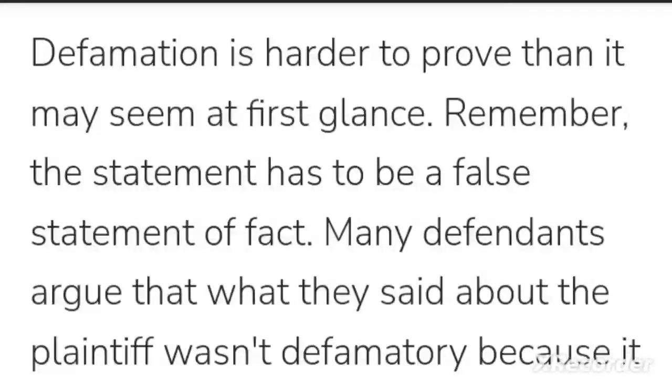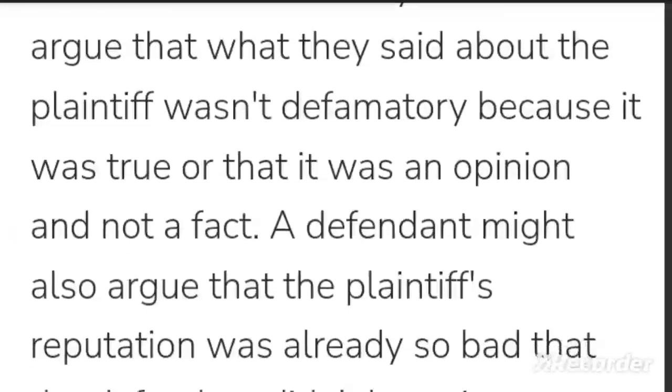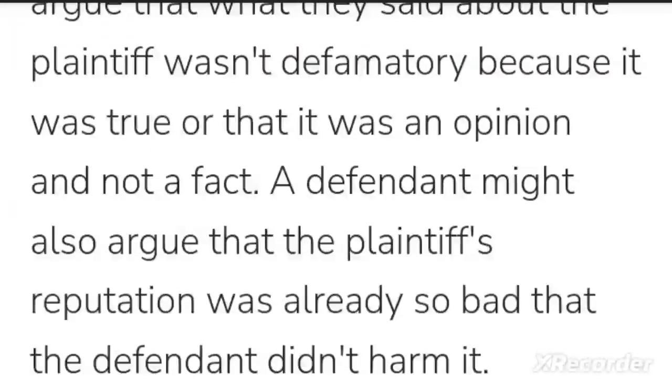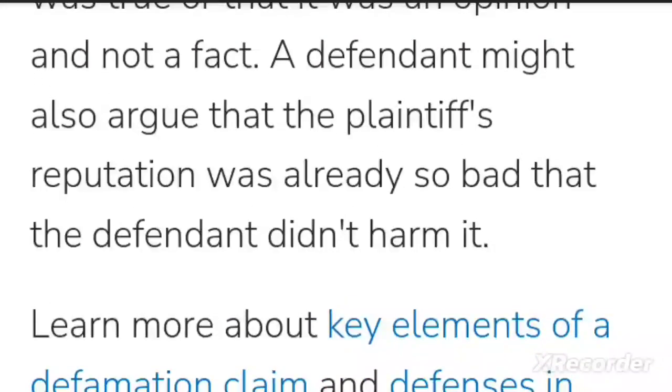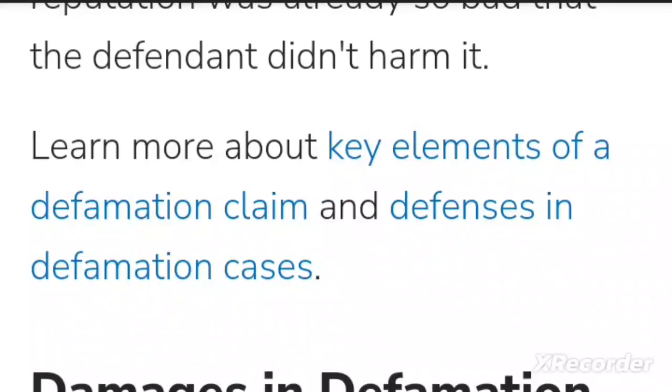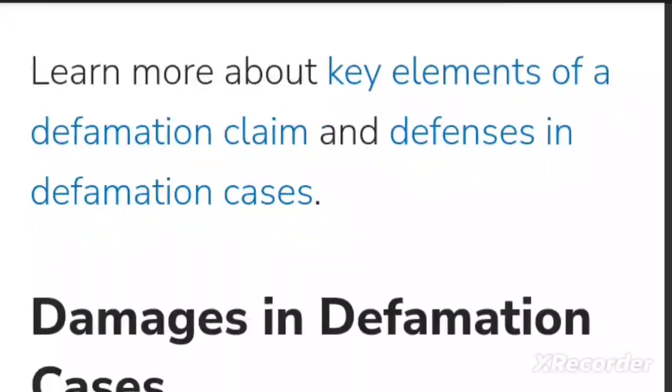Defamation is harder to prove than it may seem at first glance. Remember, the statement has to be a false statement of fact. Many defendants argue that what they said about the plaintiff wasn't defamatory because it was true, or that it was an opinion and not a fact. Well, Mike Gill didn't say it was an opinion. He said, this is what it is, and here's the proof. A defendant might also argue that the plaintiff's reputation was already so bad that the defendant didn't harm it. Okay. I'm just going to let you read the rest of this.